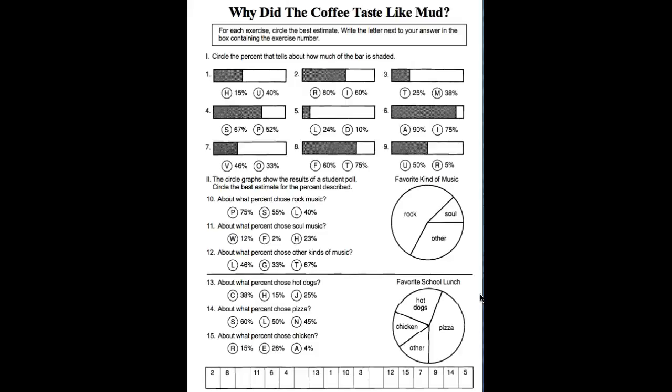So the question for this is, why did the coffee taste like mud? For each exercise, circle the best estimate. This is not exact science here, it's an estimate. Write the letter next to your answer in the box containing the exercise number. So for here, it says circle the percent that tells about how much the bar is shaded.